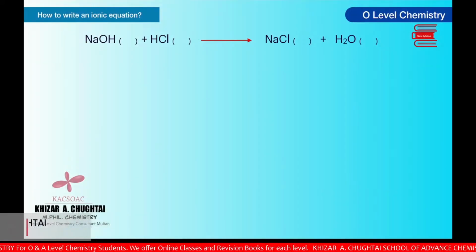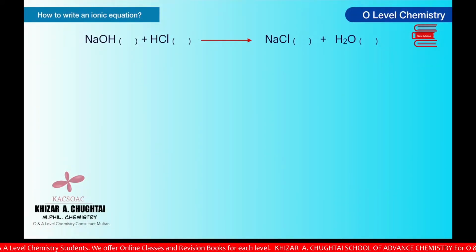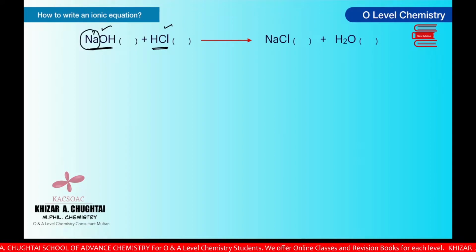Come to this example. This is an example of an acid-base reaction, or acid-alkali reaction. In this case, NaOH is water soluble and HCl is again water soluble. NaOH has a sodium ion, which belongs to group 1, so group 1 hydroxides are soluble. HCl is an acid, so it is soluble.